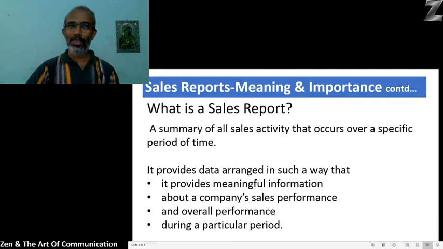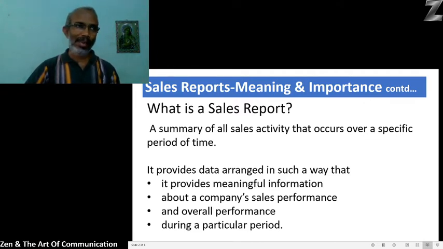So we have covered 2 points here. First, it is a summary. Second, it is a summary of what? It is a summary of all sales activity. And the third point is, it is a summary of the sales activity that occurs over a specified period of time. The specified period of time can be a day, a week, a month, or even a year. It can even be a quarter also. So a sales report, once again, is a summary of all sales activity that occurs over a specific period of time. Let us try to understand the sales report in some more detail.